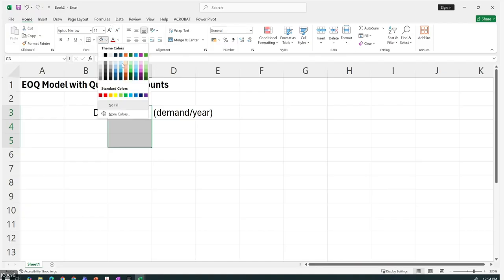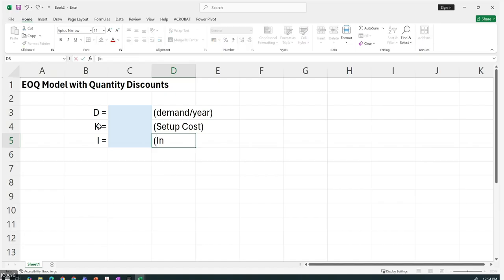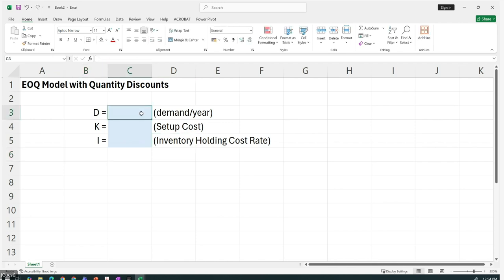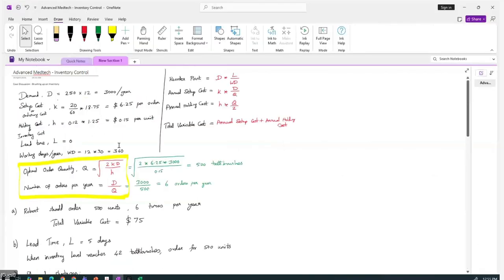So as usual, as I told you, for all the inputs, I'll use a shade of blue. Then I have capital K, which is my setup cost or the inventory ordering cost. Then I have I, which is the inventory holding cost rate. So this is 3,000. 6.25 is my setup cost. How did I get that 6.25? You can see here this 6.25 setup cost.